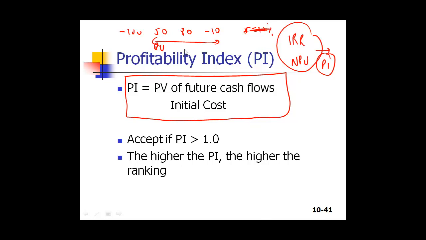So what does the numerator say? Present value of future cash flows. So Afan, what's the present value of future cash flows? The present value of future cash flows is 120. So what's the profitability index? 120 over 100, which is 1.2. So all you are doing is taking the present value of future cash flows.